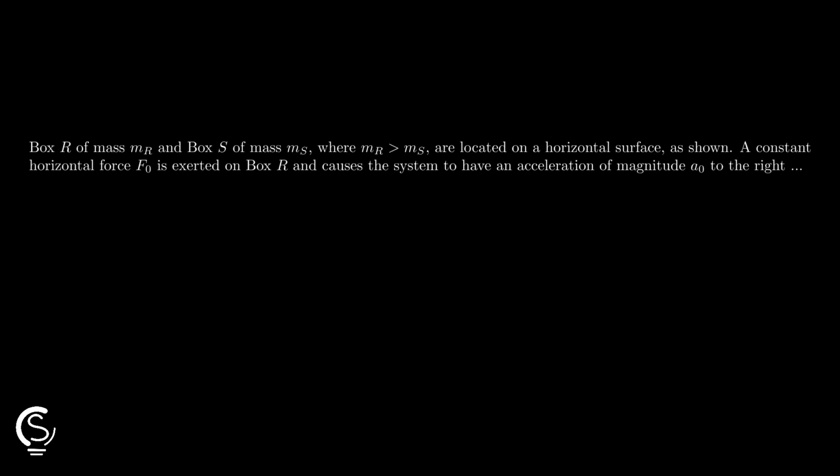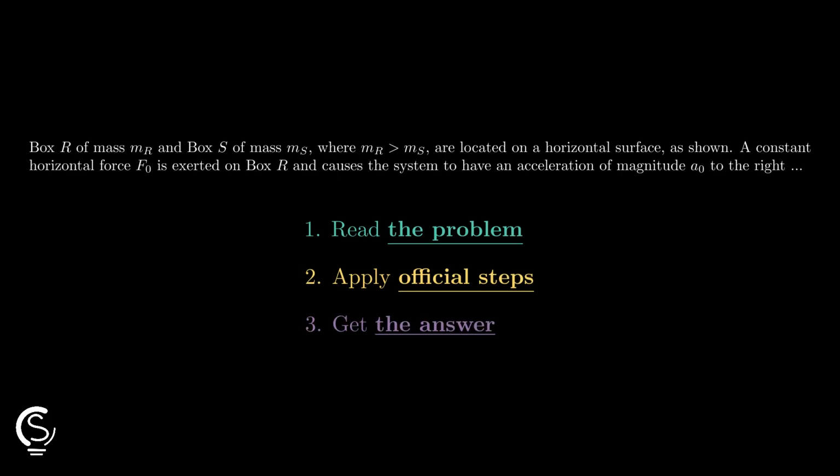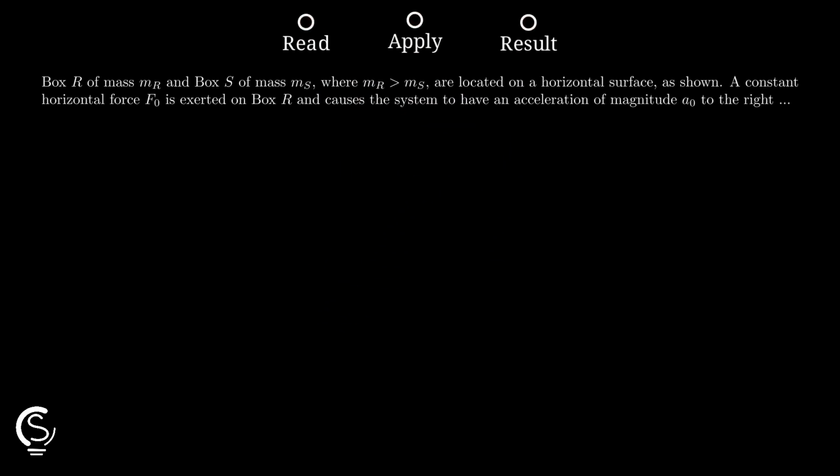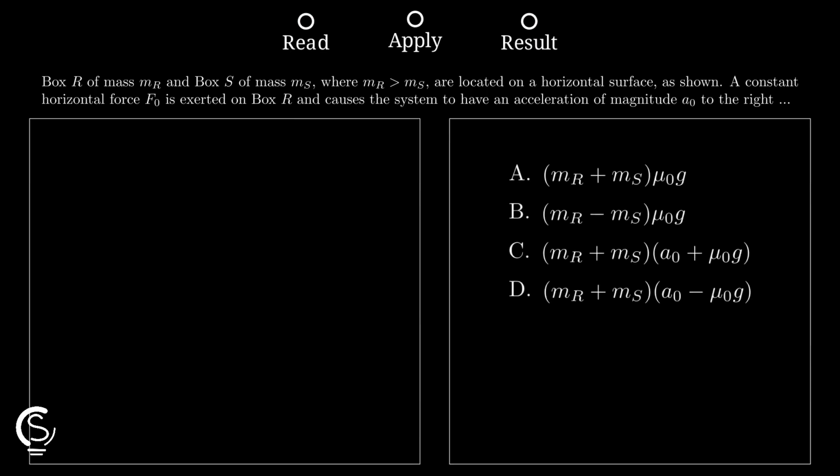Force questions get easy fast when you treat the boxes together, count friction correctly, and turn the whole setup into one clean equation. Treat boxes R and S as one system because they move together with acceleration a0, and any contact force between them is internal, so it cancels from the system view.